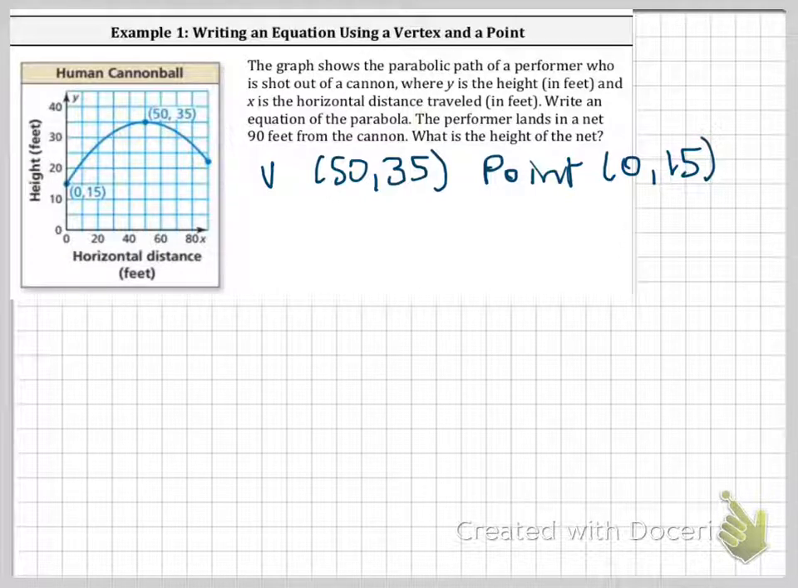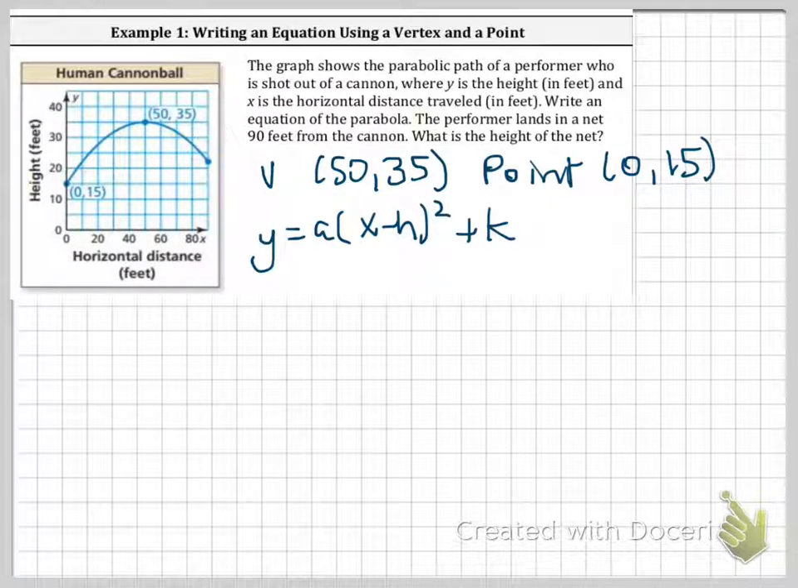So our goal is we want to write an equation, and we're given a vertex and a point. What we want to use is vertex form. Vertex form is y equals a times (x minus h) squared plus k. By looking at the information we have, we know that the vertex represents our h and k. The point represents x and y. So we need to substitute that into the vertex equation, and then we need to solve for a.